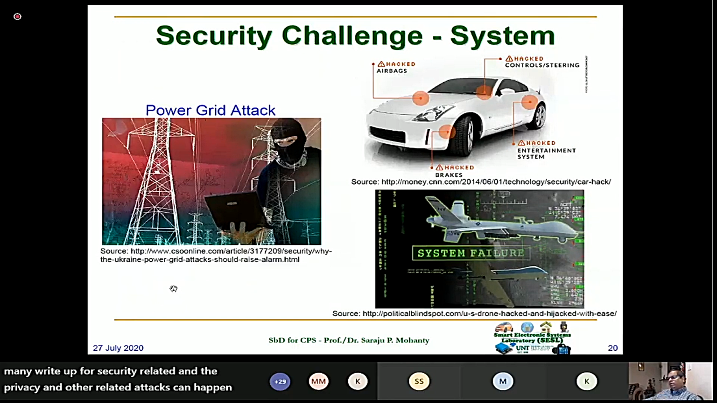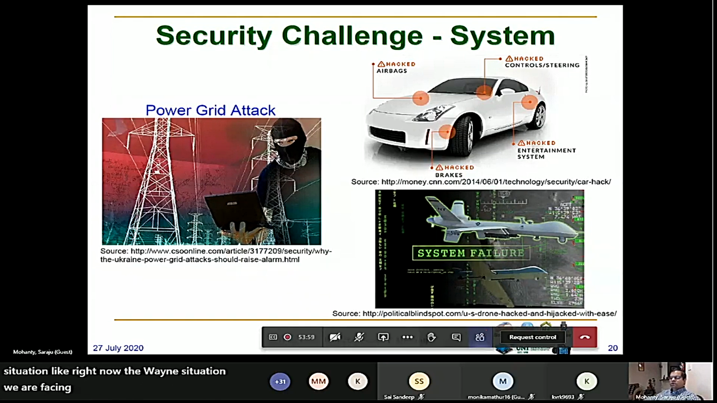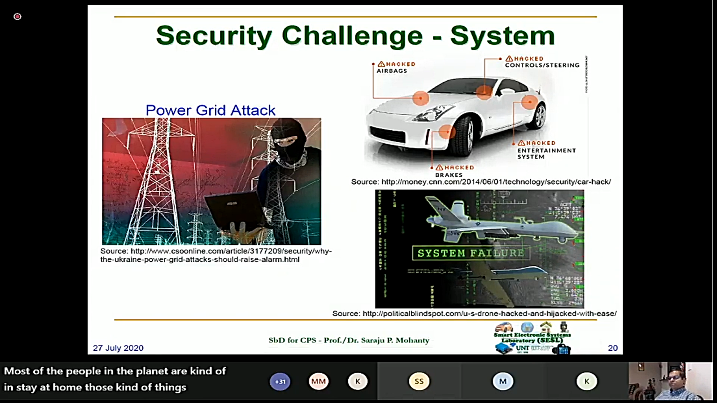Now this is a scenario showing an energy CPS kind of situation, where if the power grid is attacked, the situation is far more serious. That means big cities can be made completely powerless. So imagine that situation. Right now, in the situation we are facing, most people on the planet are staying at home, but at least we have power. But imagine if a complete power failure happens because of a power grid attack. Those are much more serious problems.